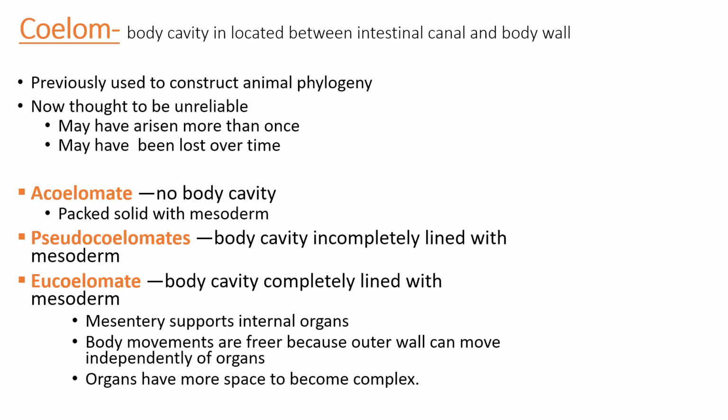Another characteristic that is used to describe the differences morphologically between different groups of animals is descriptions about their body cavity or coelom. Previously, this was really important for constructing phylogeny, but it's now thought to be a little bit unreliable because, you know, this may have arisen more than once or may have been present in an organism but lost over time. But broadly speaking, we can talk about these body cavities by saying an organism is acoelomate.